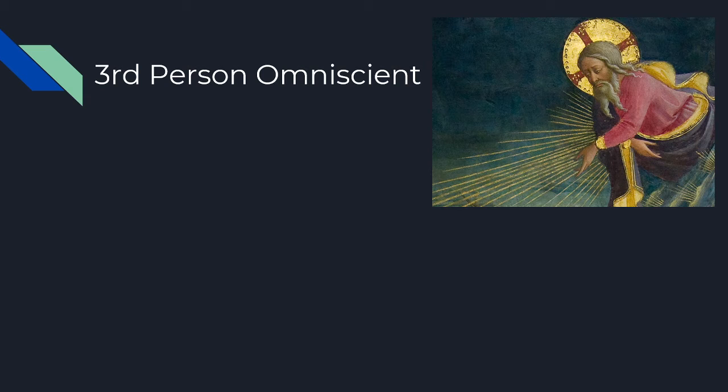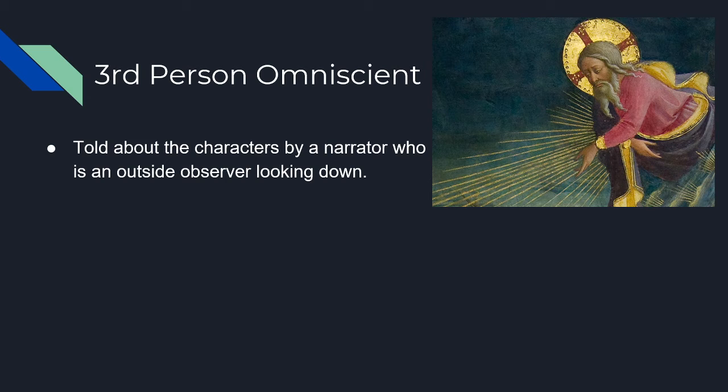We're going to learn about third person omniscient. So just like in third person limited, this is being told about the characters. The narrator is not in the story. They're outside looking in. But now the outside narrator is looking down. Think of the difference between looking out a window of a building and looking out of the window of a plane. You can see a whole lot more when you're looking down as the omniscient narrator.